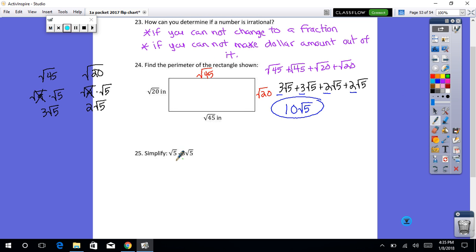And the last one, okay, remember there's technically a 1 in front of this square root of 5. So we have 1 square root of 5 minus 3 square roots of 5. Okay, 1 minus 3 is negative 2 square roots of 5.